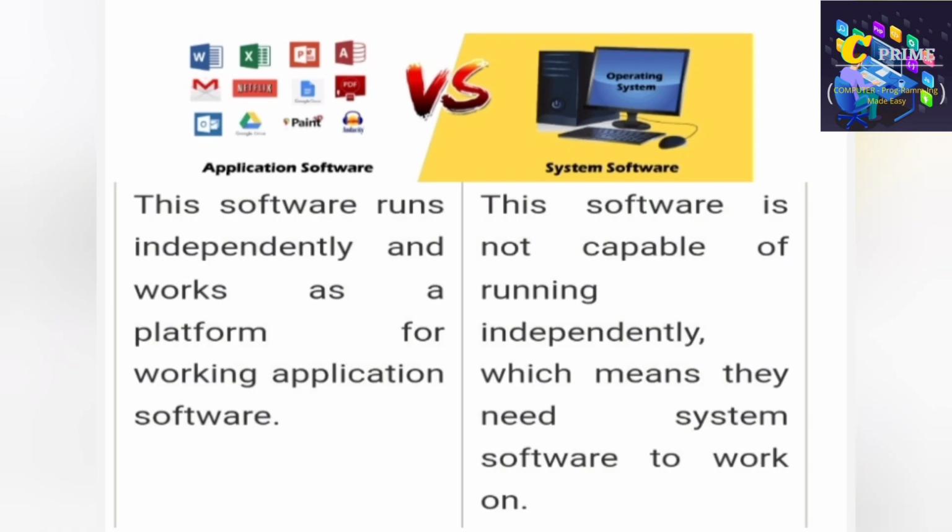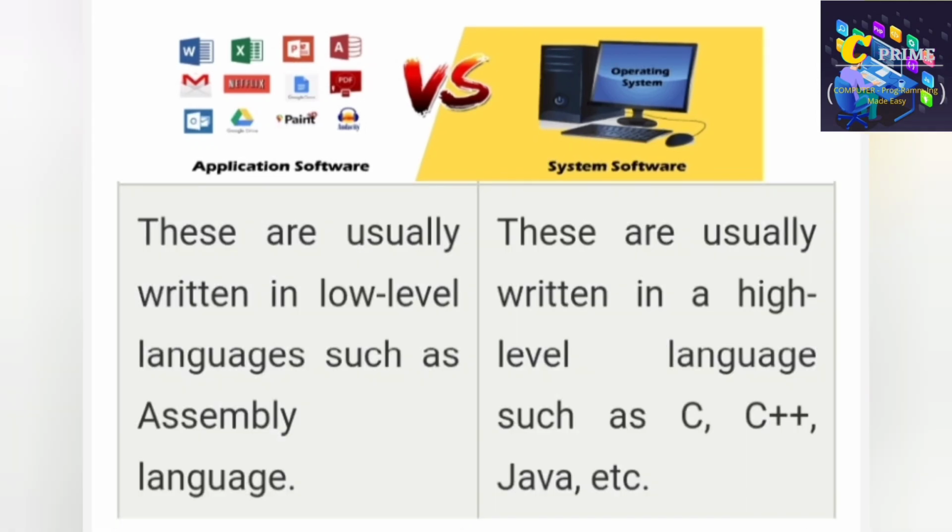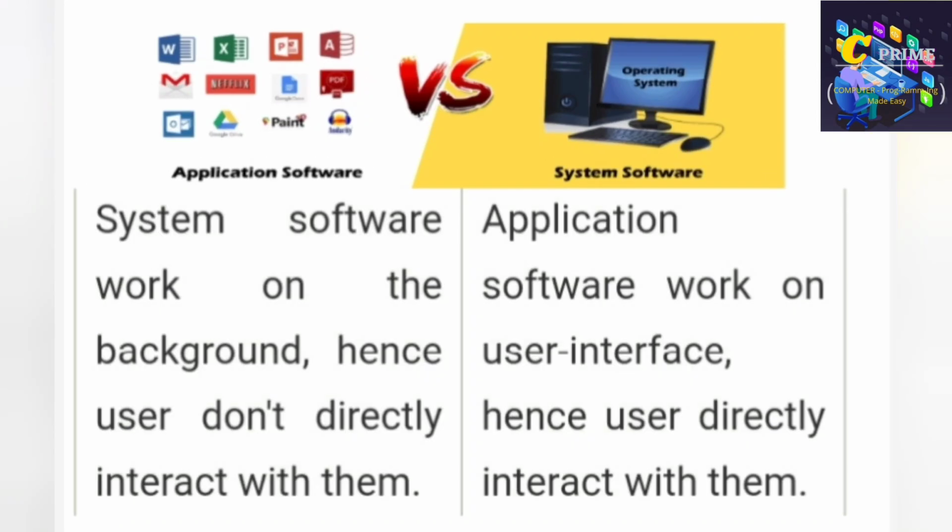System software runs independently and works as a platform for running application software. Whereas, application software is not capable of running independently, which means it needs system software to work on. System software is usually written in low-level languages such as assembly language. Whereas, application software is usually written in a high-level language such as C, C++, Java, etc. System software works in the background, hence users don't directly interact with it. Whereas, application software works on the user interface, hence users directly interact with it.